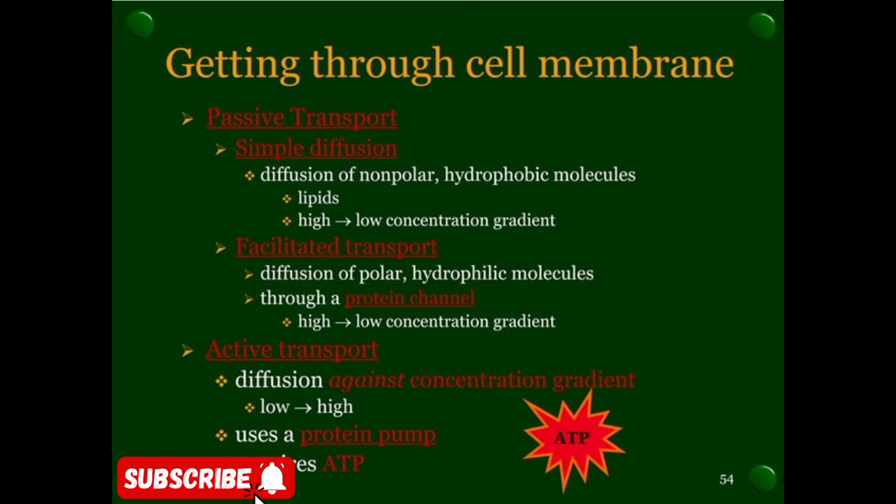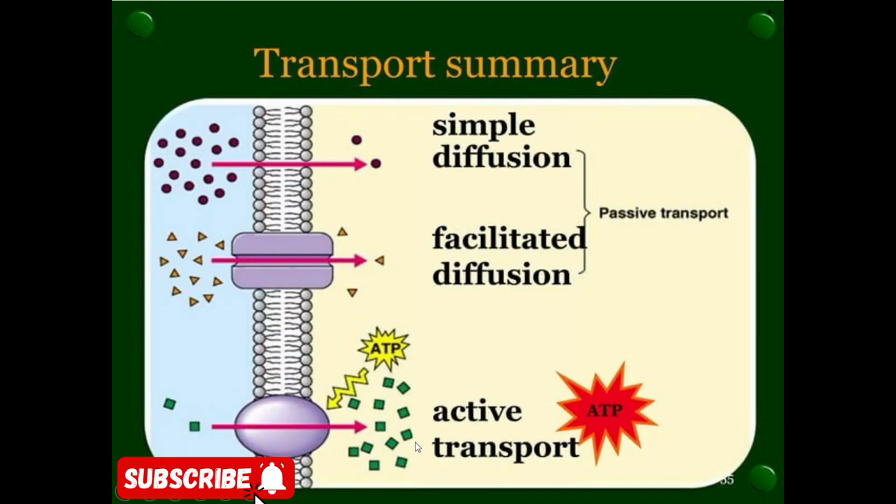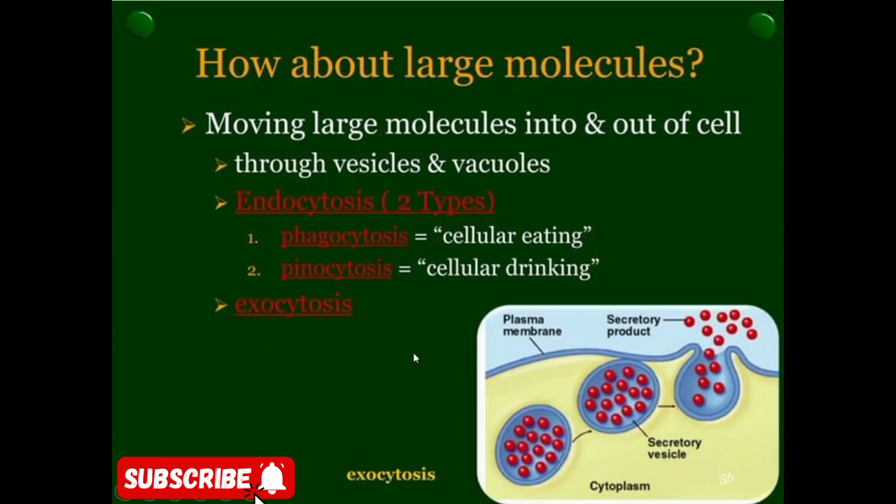So this is basically the summary for transport: simple diffusion, then facilitated diffusion which takes place with the help of protein, and active transport, where with the use of ATP the material transfer from low to high concentration is known as active transport. Transport summary. Simple diffusion is clearly indicated in the diagram, facilitated diffusion takes place with the help of a protein, and active transport, as I have told, takes place from a low concentration to high concentration with the use of ATP energy.